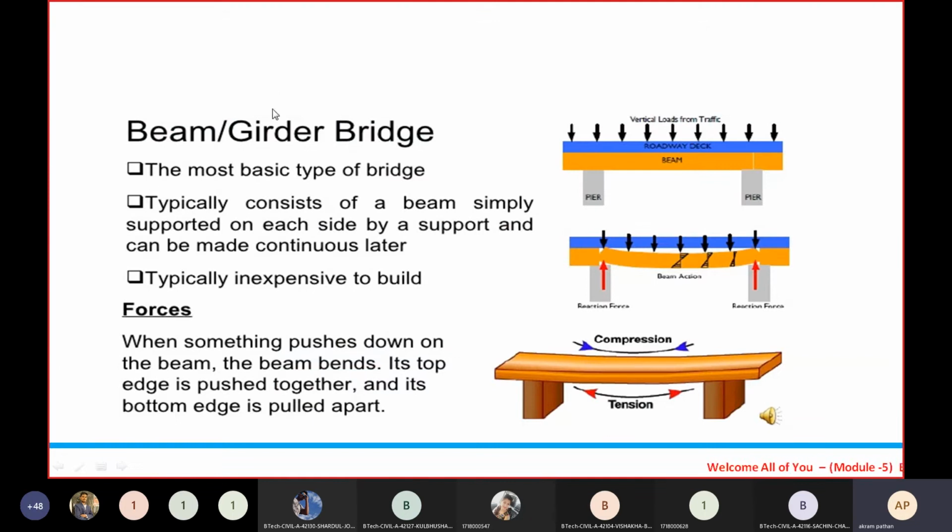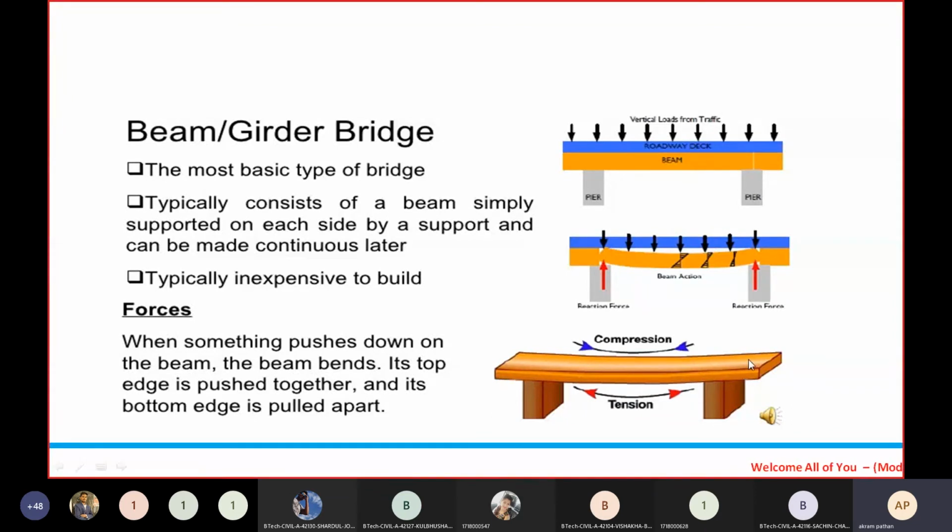Then as far as the beam or girder bridge is concerned, we have the vertical loads from the traffic, then we have the roadway deck slab, then below that we have the beam, and we have the vertical members, that is the piers. Now this is the most basic type of bridge for transportation, typically consisting of a beam simply supported on each side by supports and it can be made continuous. Typically expensive to build, its overall cost of construction is high.